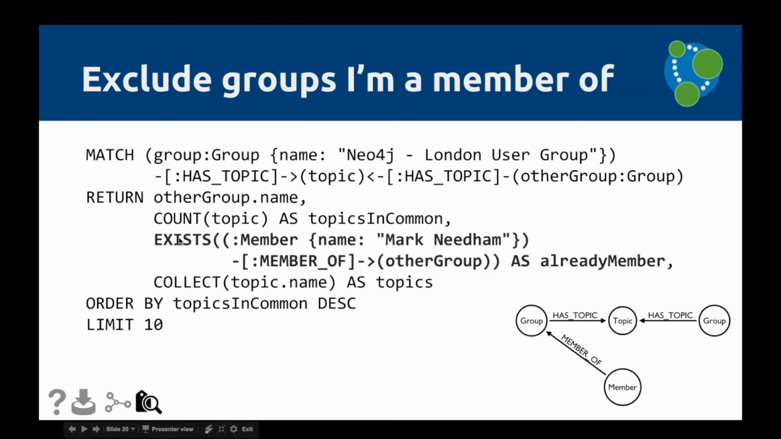So exists is a function in Cypher, and this lets us find out whether, in this case, a predicate exists in the graph. So what the predicate in this case is, I want to find a node that has the label member, has the name property Mark Needham, so that is, me. So find me and check whether I have a member of relationship to the other group. So this is the other group. And if I do, then we're going to return true. And if it can't find any relationship, then we're going to get false. And we'll call it already member.